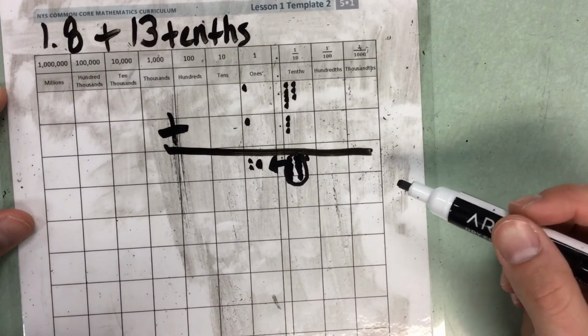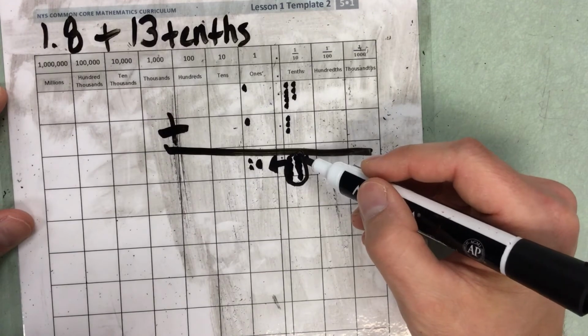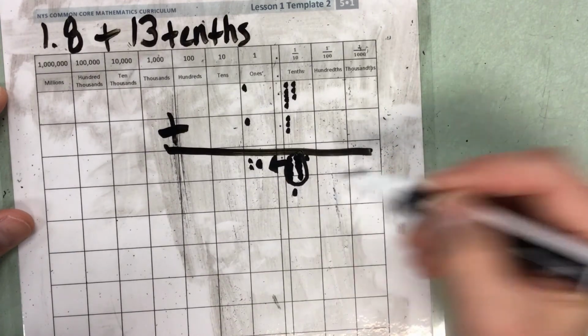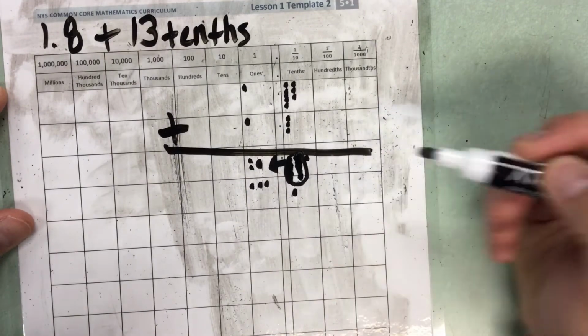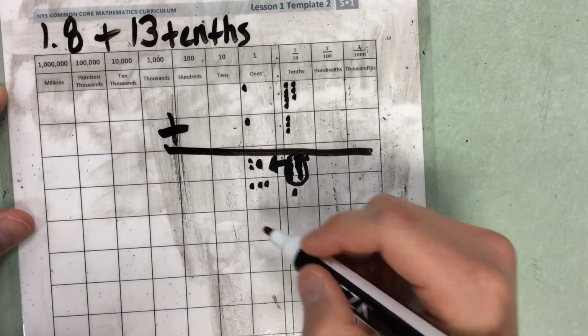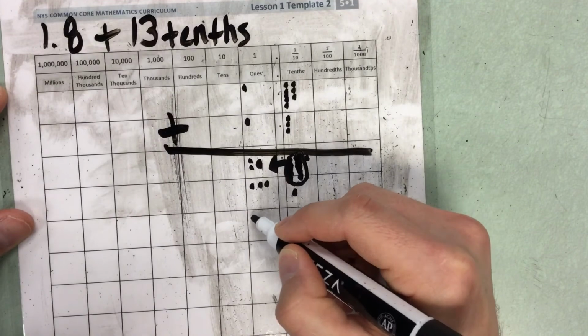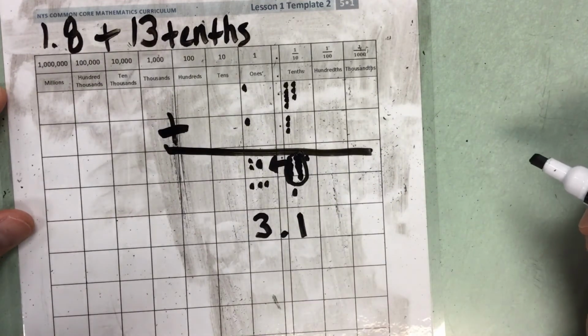Now, what am I left with? I'm left with 1/10 and 3 ones. So my answer would become 3 1/10.